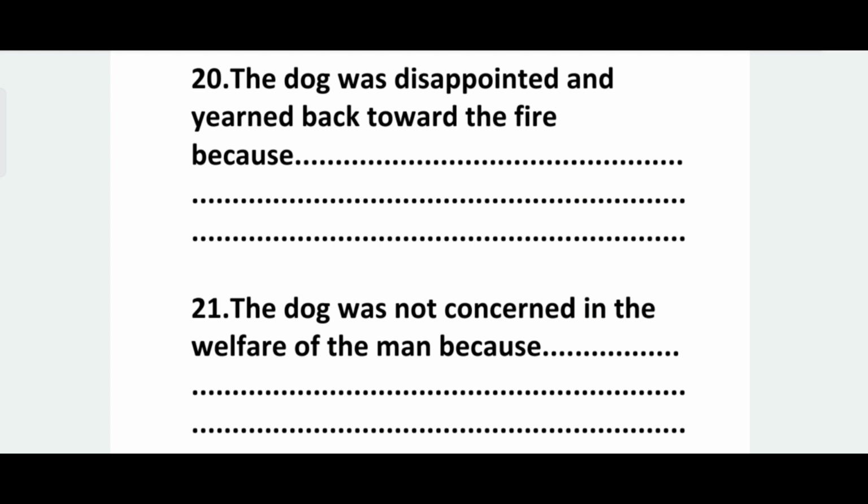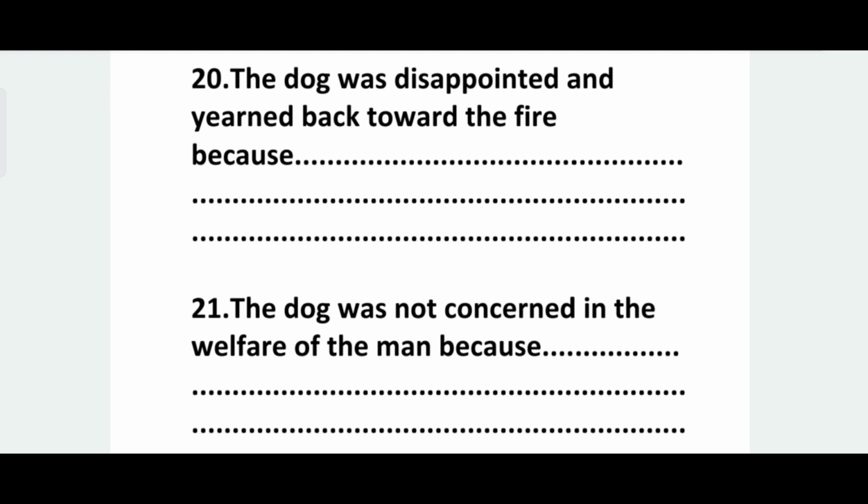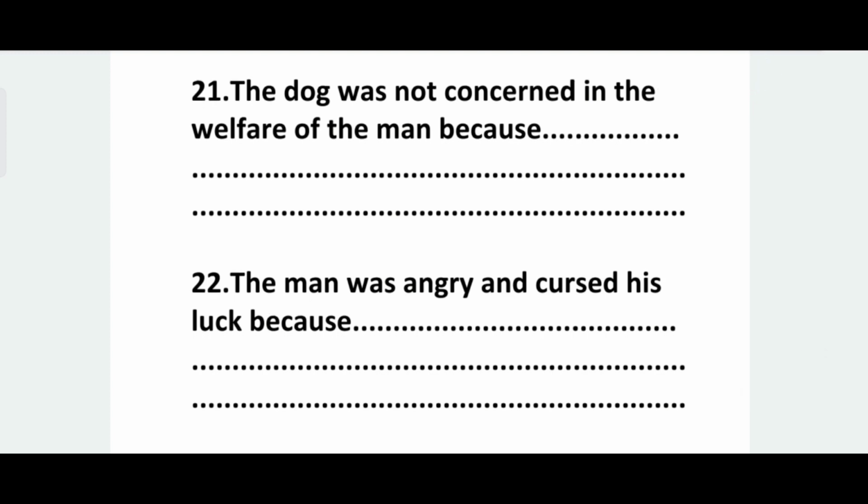The dog was disappointed and yearned back toward the fire because he is attached to the warm fire, showing that his instinctual knowledge is more effective in this situation than the man's scientific knowledge. His attachment to the warmth of the fire is significant, and here you will have to mention his instinctual knowledge as well. And therefore, he yearned back toward the fire, and the man decided to move on. His scientific knowledge. So there is a conflict between the instinctual knowledge of the animal and the scientific knowledge of the man who lacked imagination. Read, learn these points because these points are important for writing any answer on Jack London's To Build a Fire.